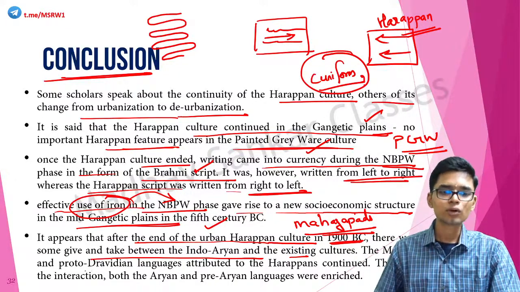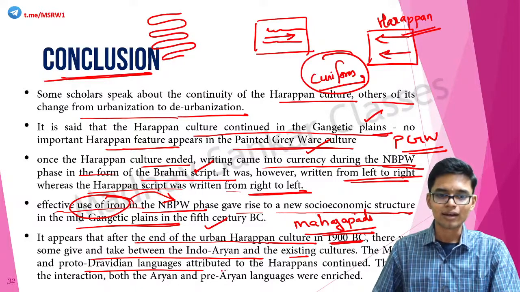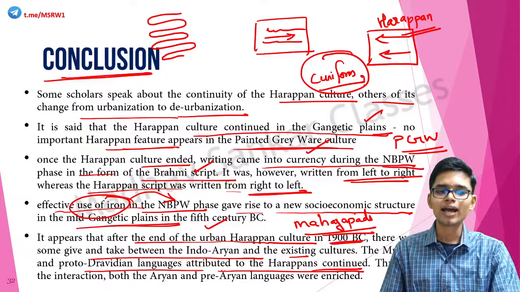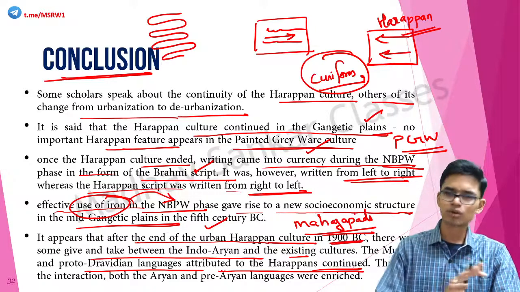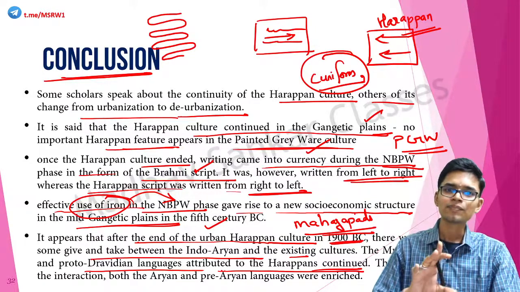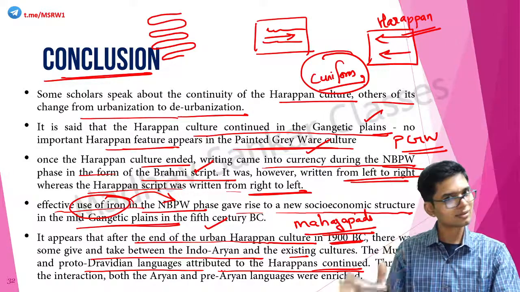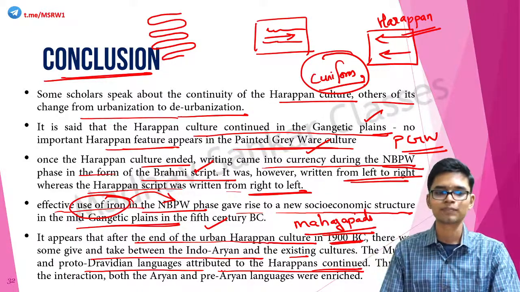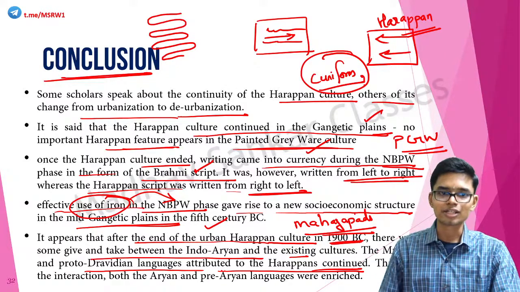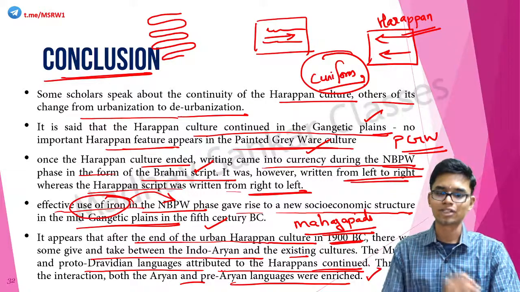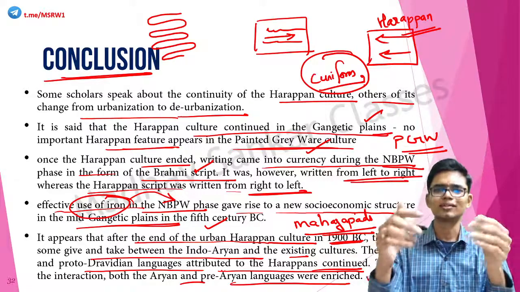The Munda and Proto-Dravidian languages are attributed to the Harappans and continue. Okay, Munda and Proto-Dravidian languages, very old kind of languages, very primitive. These languages are actually attributed to Harappans, and this continues for a very long time. And through the interaction, both the Aryan and pre-Aryan languages also got enriched. This always happens. Okay, just think about it.